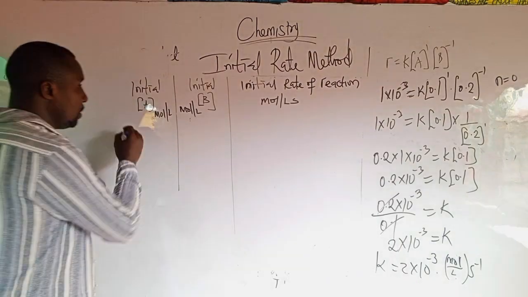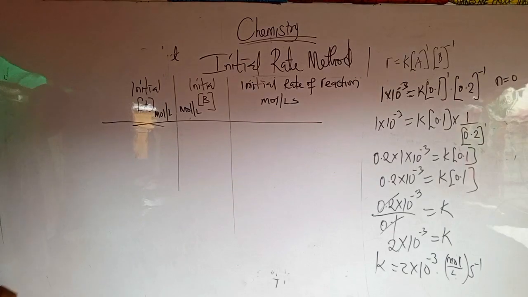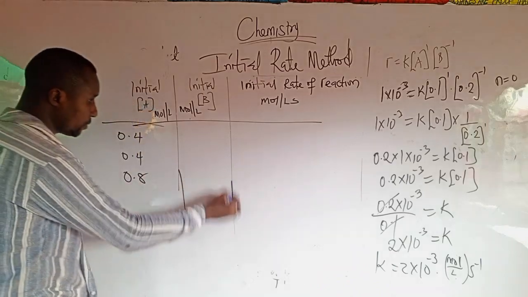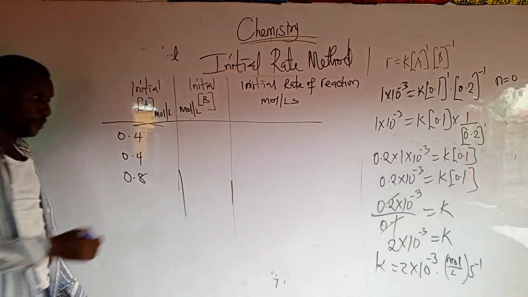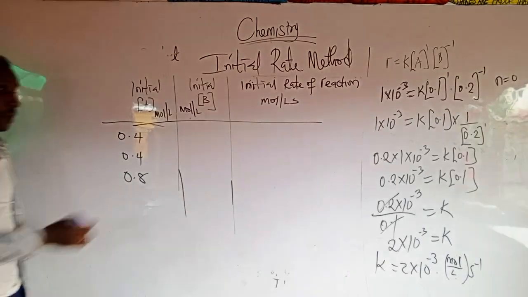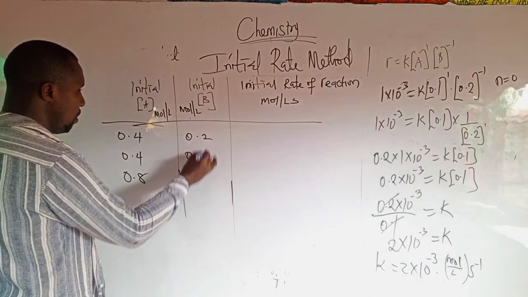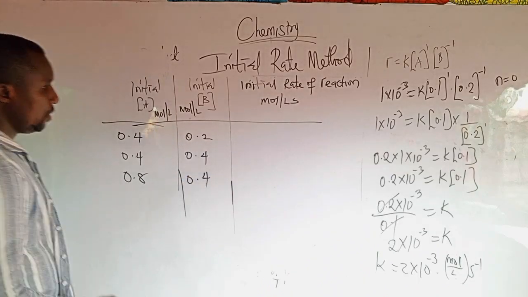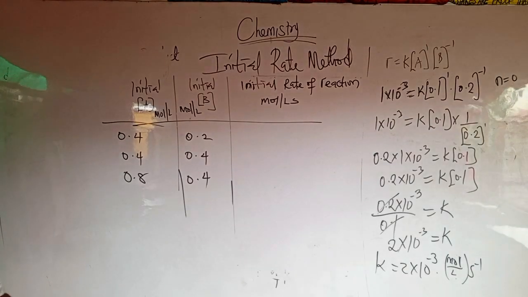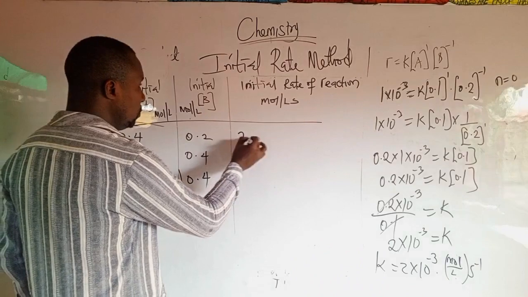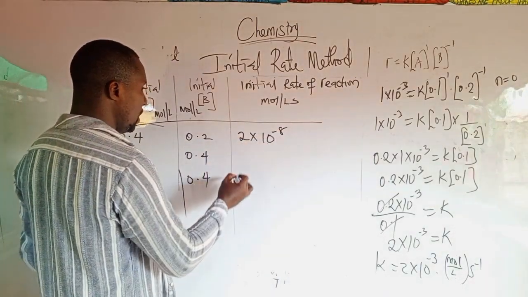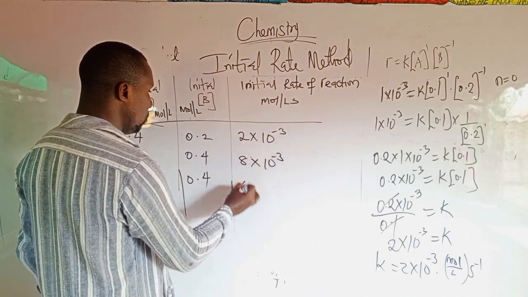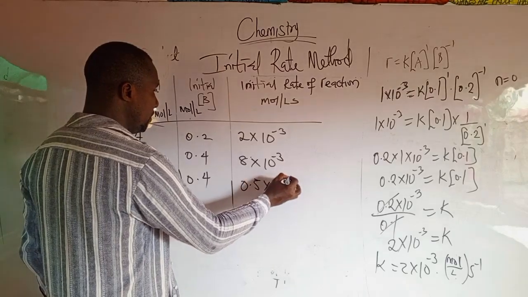For A, you have 0.4, 0.4, 0.8. For B, you have 0.2, 0.4, 0.4. Under initial rate, you have 2 times 10 raised to power minus 8, 8 times 10 raised to power minus 3, and 0.5 times 10 raised to power minus 3.